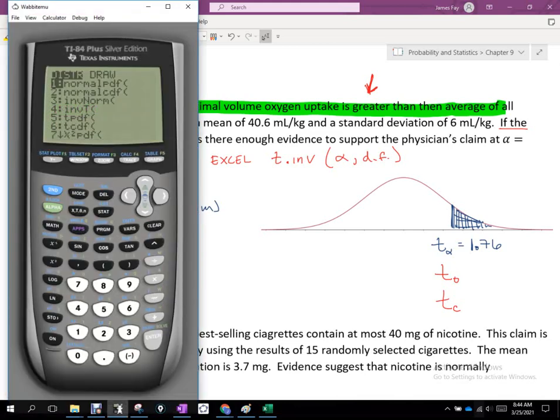Yes, you're not using Excel? Yeah, so if I go over there, I go 4. I believe I should probably type in the same thing, 0.05, comma, degrees of freedom. We'll get the same thing. So TI-83 is, you go second, vars, it takes you to the distribution functions, and then go down to 4, which is inverse T.